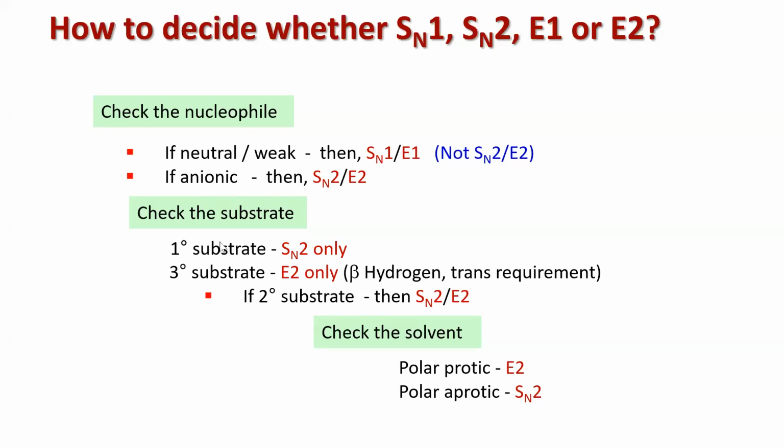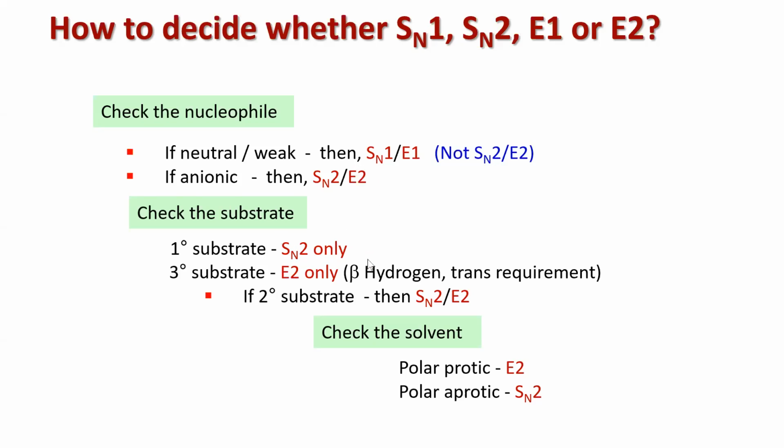And then you check whether the substrate is primary. This can take place if the nucleophile is anionic, right? Say primary alkyl halide with sodium hydroxide. It is sodium hydroxide that gives the anionic nucleophile. You check the substrate, whether it is a primary alkyl halide or a secondary alkyl halide or a tertiary. If it is primary, it is not going to be E2.